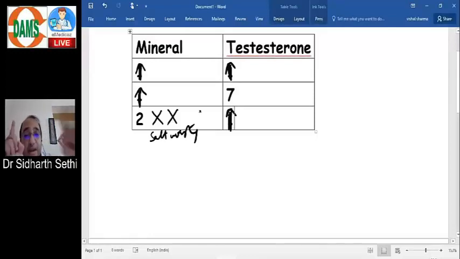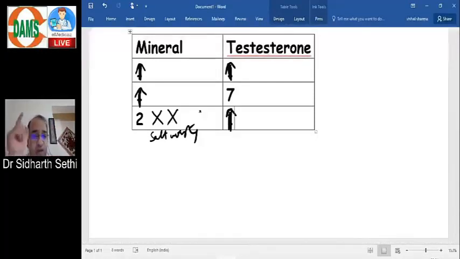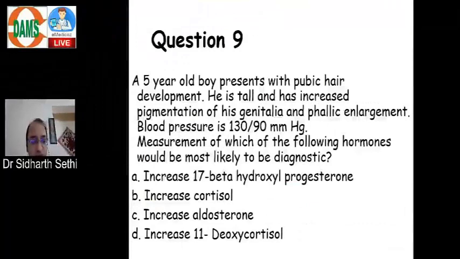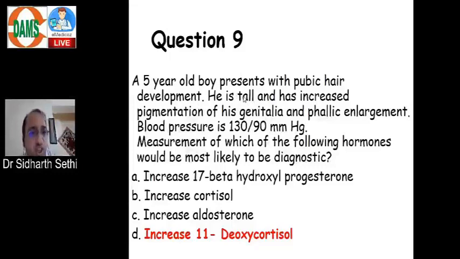So just remember 11, 17, 21. Remember this mnemonic. So keep that in mind. So that was 11 beta hydroxylase deficiency: a child who has precocious puberty, suddenly became tall because of the precocious pubertal spurt, and is hypertensive.